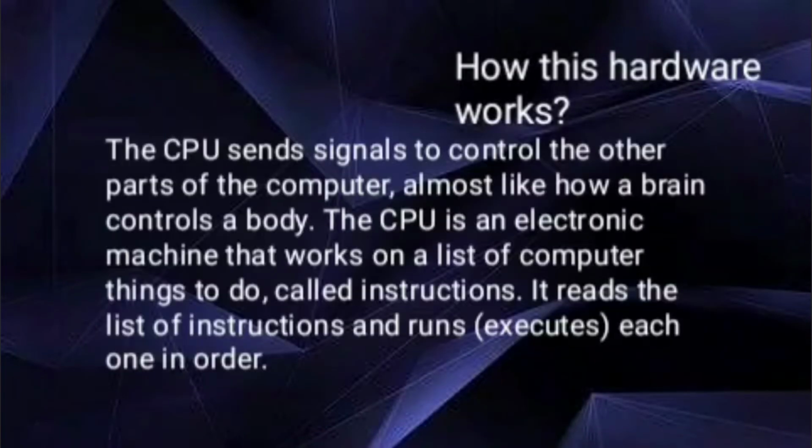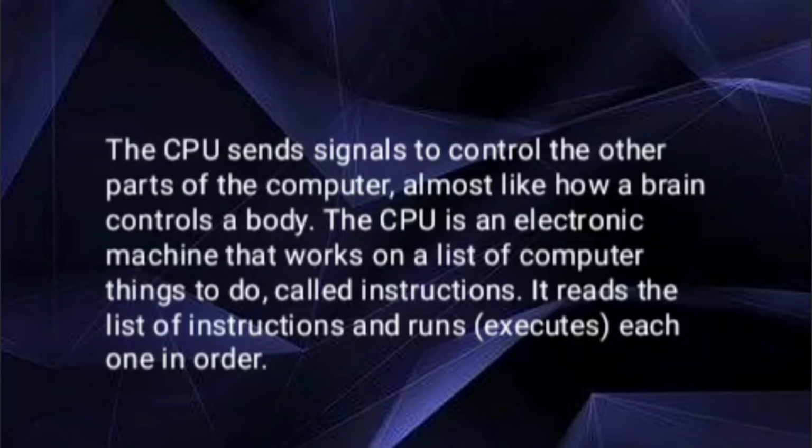Central Processing Unit. The CPU sends signals to control the other parts of the computer, almost like how a brain controls a body. The CPU is an electronic machine that works on a list of computer things to do, called instructions. It reads the list of instructions and runs and executes each one in order.